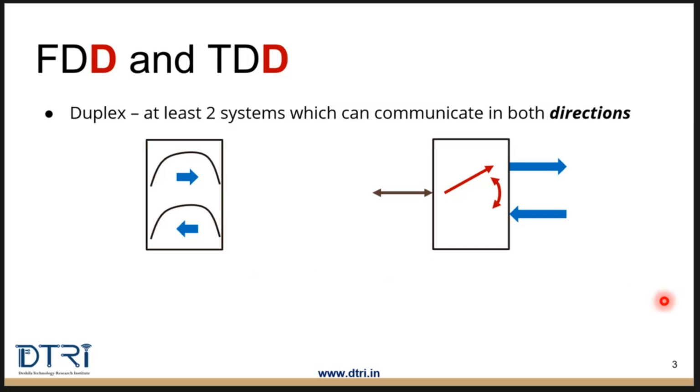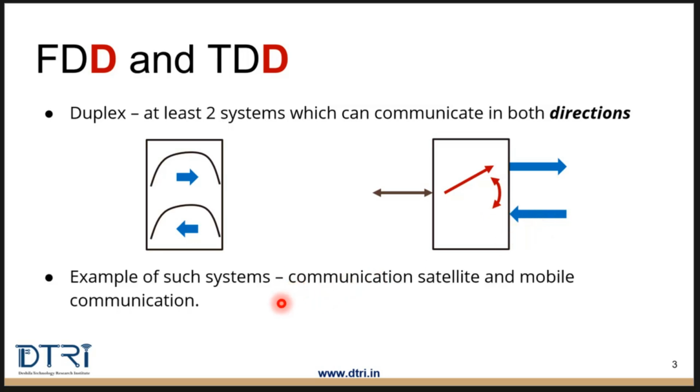In the case of TDD, since time is segmented, there is a switch which keeps switching the direction of communication, either in this direction or in the opposite direction. Examples of such systems are communication satellite and mobile communication. Now, let us look at the acronyms FDM and TDM. The M here stands for multiplexing.